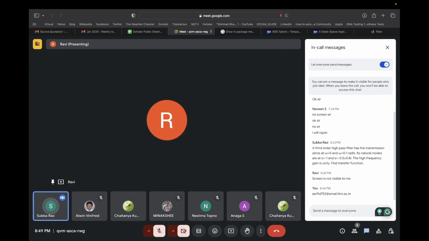Sir, is it only S-mail, sir? Your mail ID? S-mail. Yeah, at smail.iitm.ac.in. Ravi, are you trying to share a screen? Sir, he can do it, or he can post in the chat.